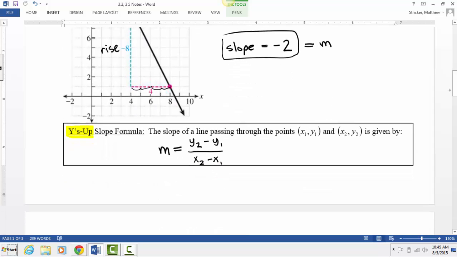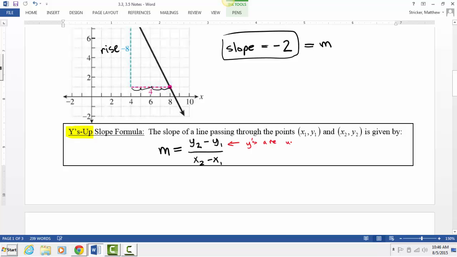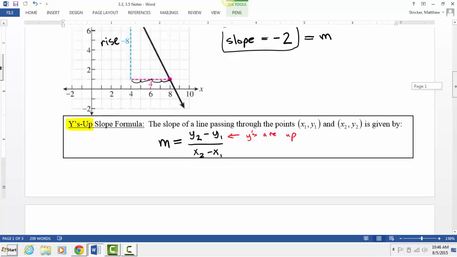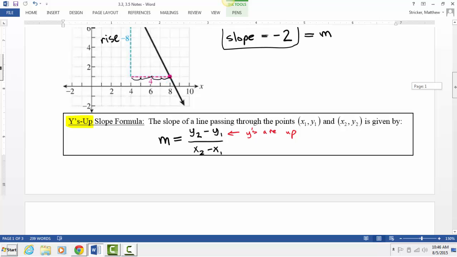Now, why do I call it the y's up slope formula? Because the y's are up. So, somebody in class, we get to class next time, somebody asks you, how do you find the slope again? If you know the 2 points on a line, you just have to tell them a simple phrase. You just say, y's up. I know that's a bad joke, but it helps people remember. So how do we find the slope of a line if we know 2 points on it? We y's up.